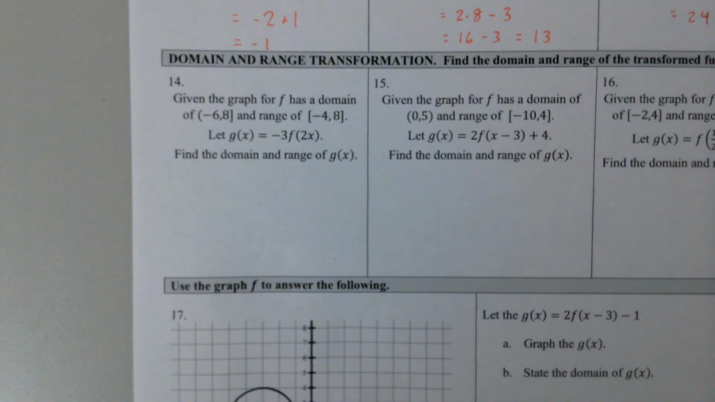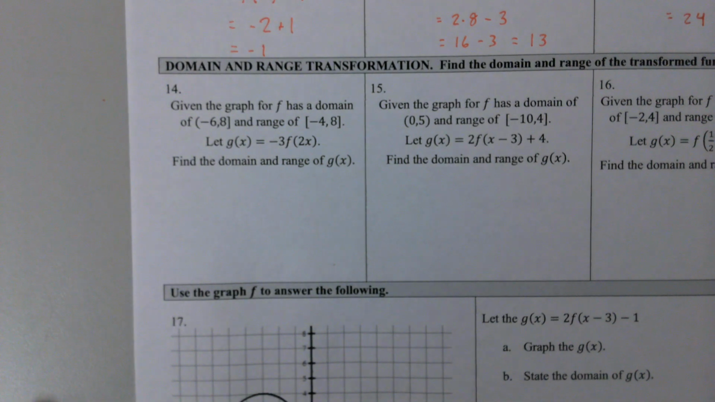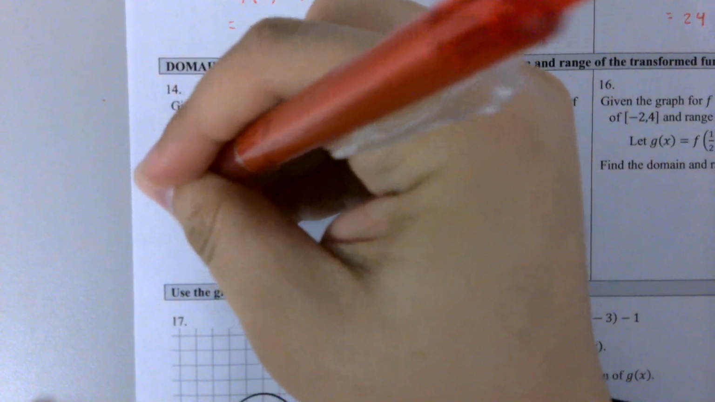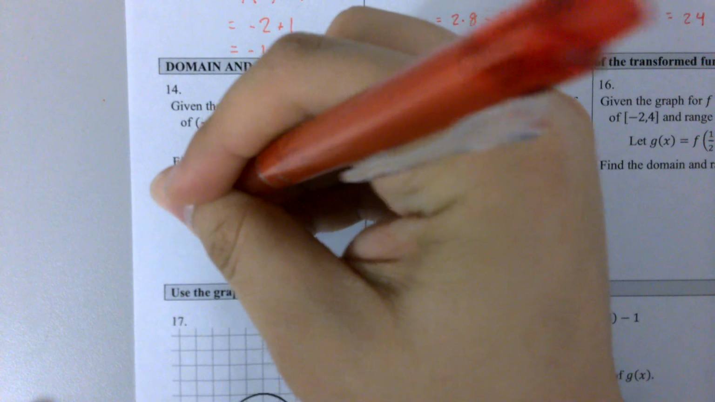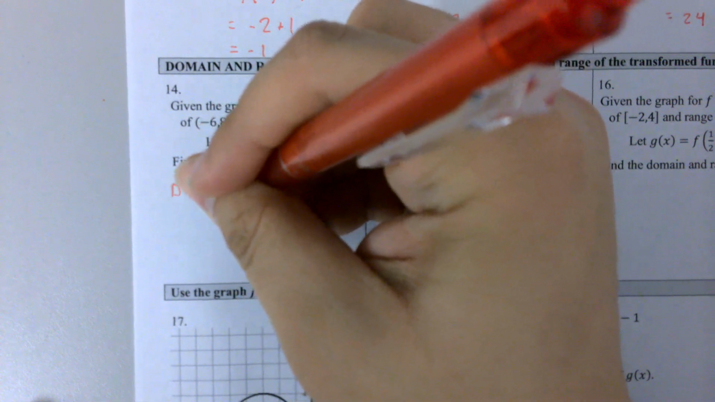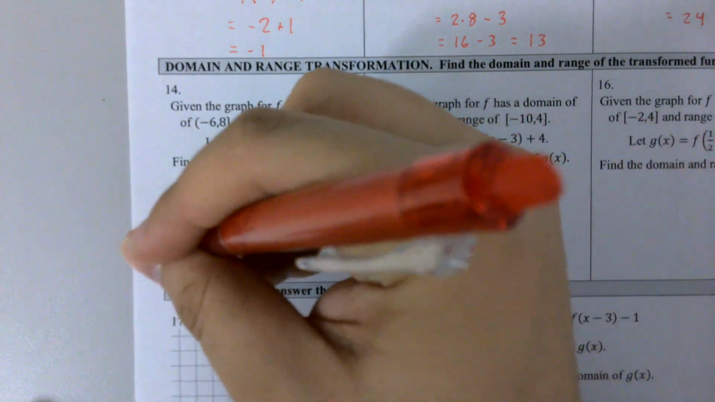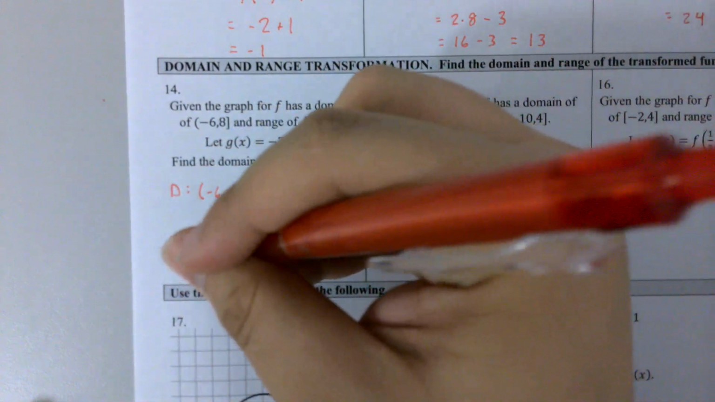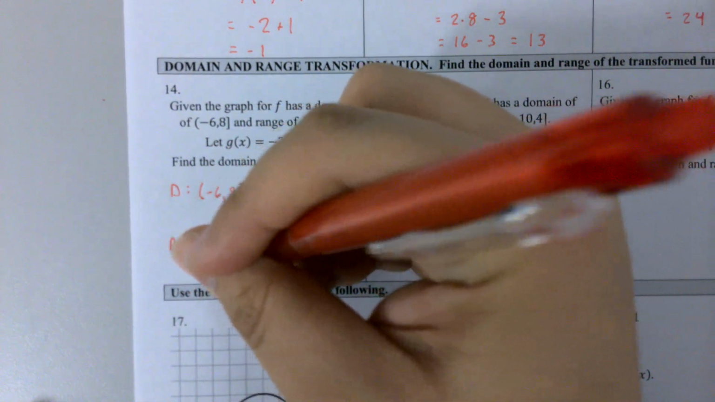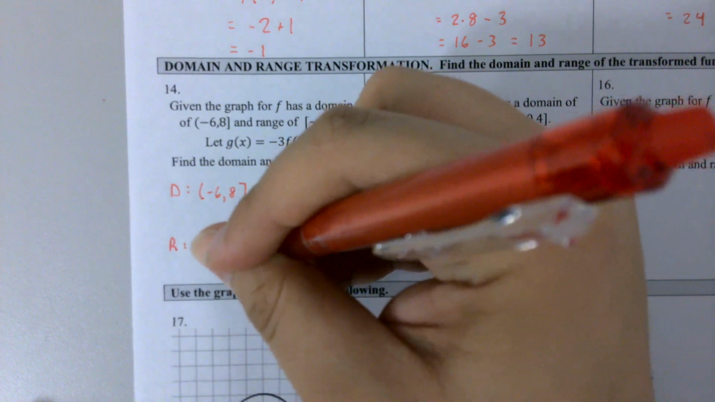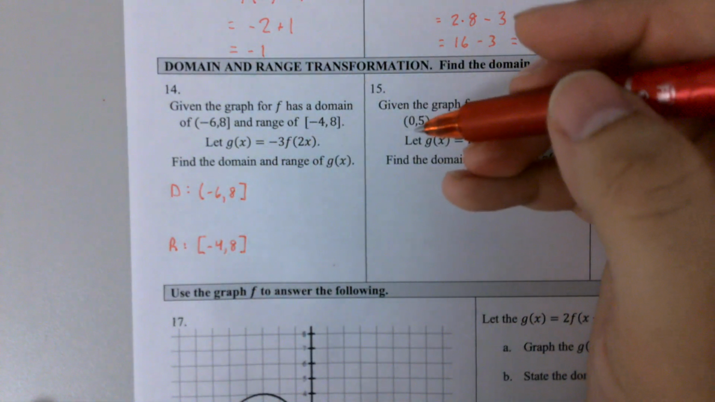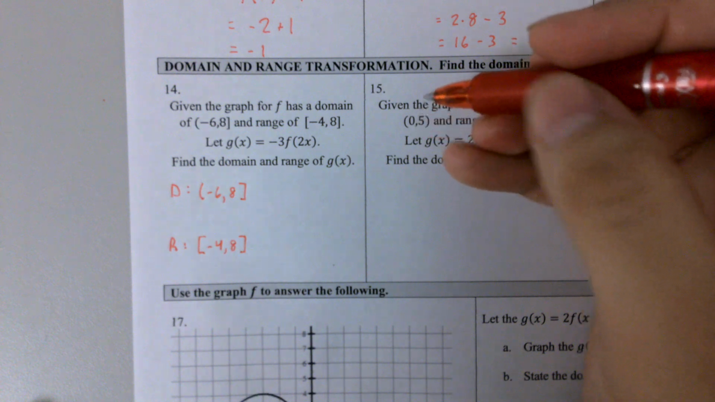Next, let's look at the domain and range transformations. So we're given that our domain here is negative 6 to 8, and our range is negative 4 to 8. So we have to look at the transformations that are done here.